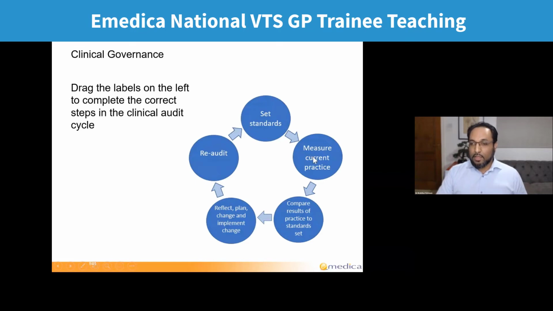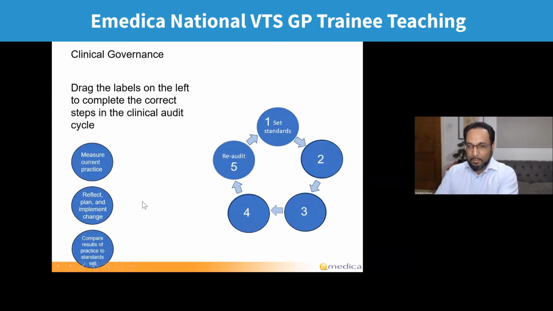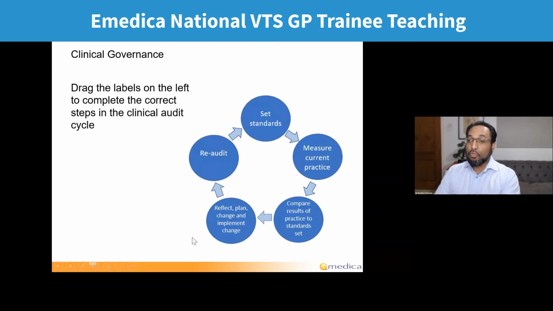So you'd need the whole order right, and you'd be dragging them into place, okay? But you need the whole thing right to get 1 mark. If you got even 1 in the wrong place, you'd get no marks, okay?